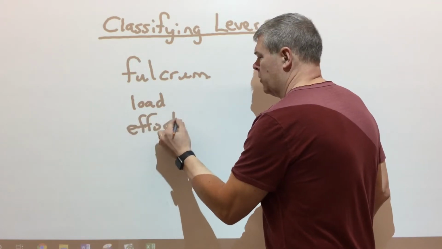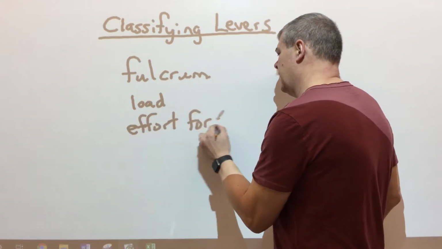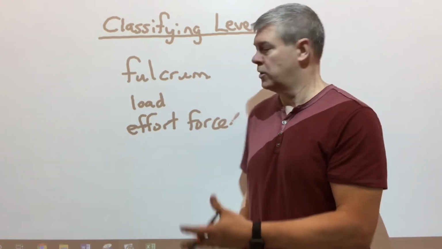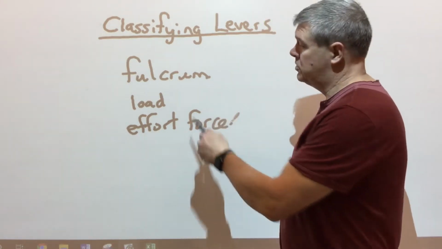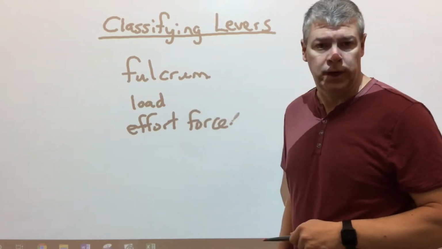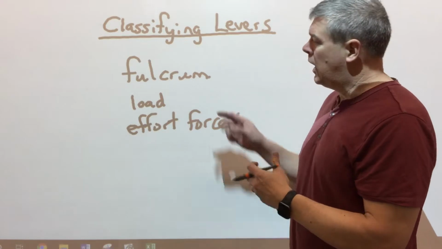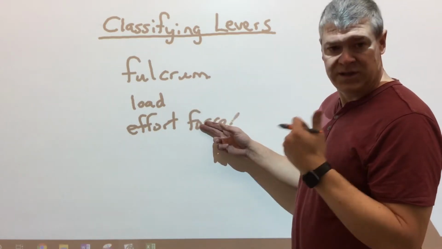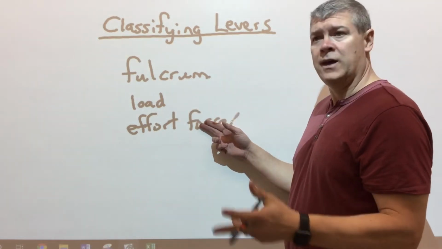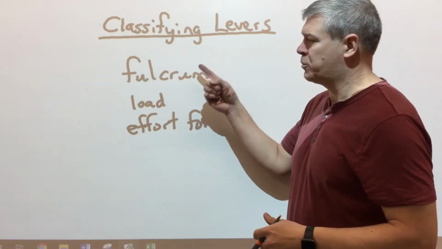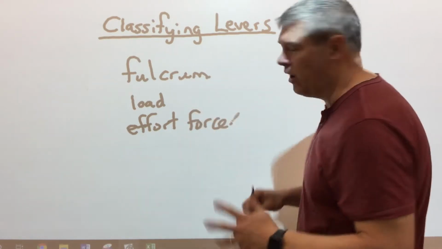Now, when it comes to classifying objects as being class 1, class 2, or class 3, it comes down to where these three things are located. I'm just going to quickly run through where you'll find each of these three components in the three classes of levers, and then we'll take a look at some specific examples of levers, and I'll explain why they are the class that they are.